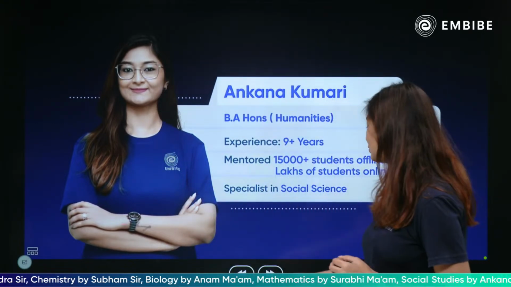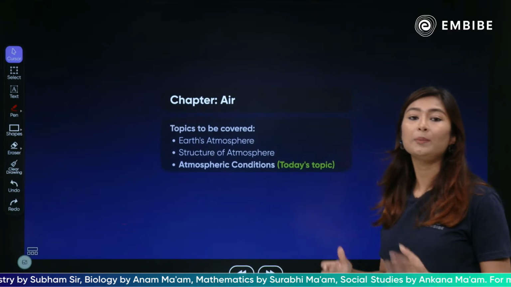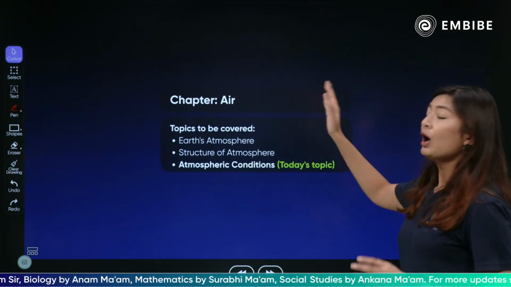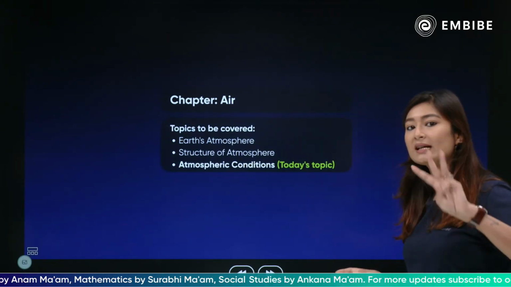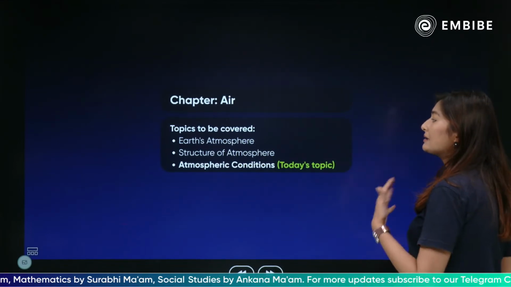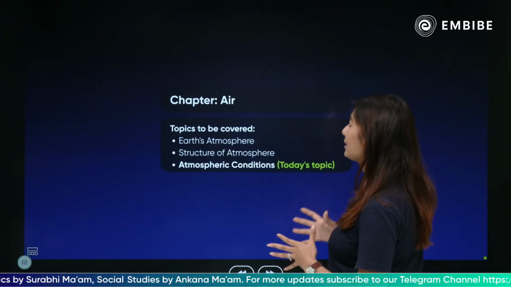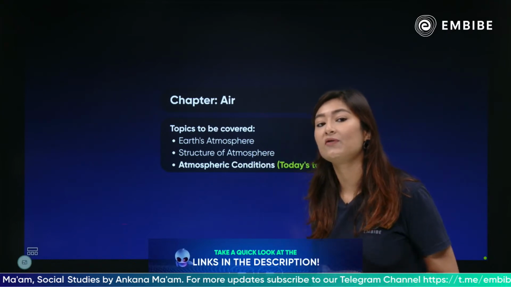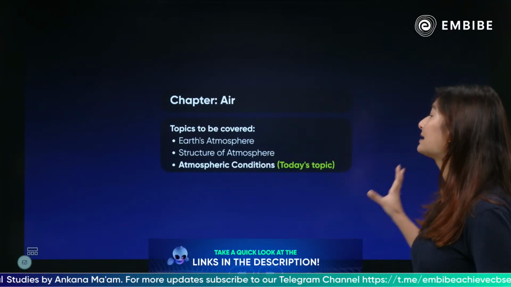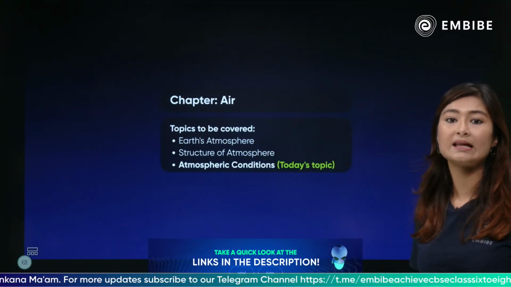Let's have a quick introduction of the chapter as well. The chapter that we are doing is basically air, which has been divided into three sections. First one is Earth's atmosphere, second is structure of atmosphere, and the third one is atmospheric conditions. Now this is as per the rationalized syllabus that we have.